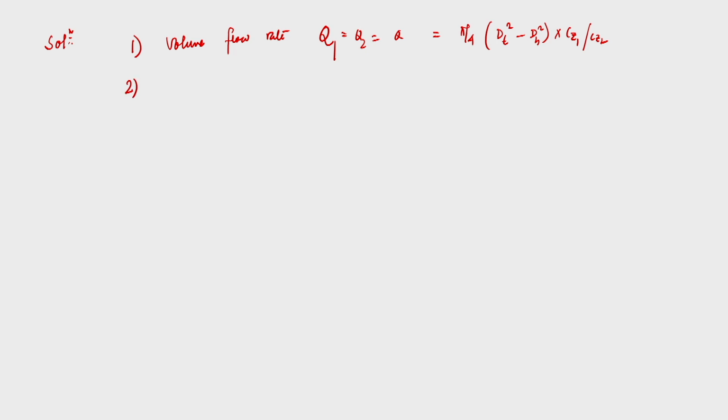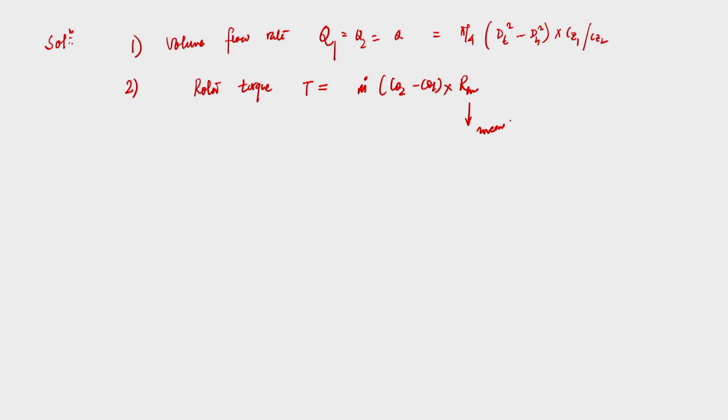Answer of question 2 is the rotor torque. T will be equal to m dot into (c theta 2 minus c theta 1) into r m, because it is given that we have to use the mean diameter. So, this is r m, the mean radius.